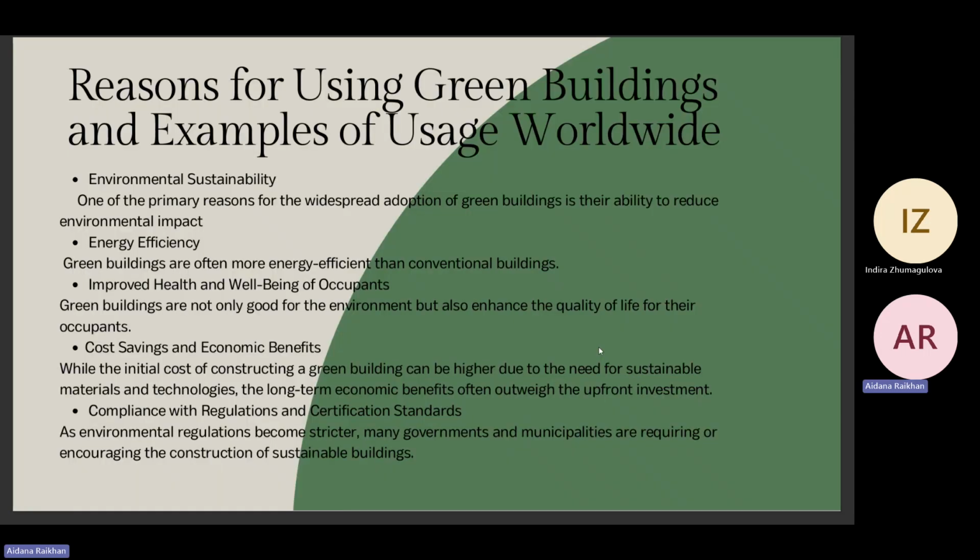And the reasons for using green buildings and examples of usage worldwide. First is environmental. Second, energy efficiency. Third is improved health and well-being of occupants. Fourth is cost saving and the economic benefits. Fifth is compliance with regulation and certification standards.